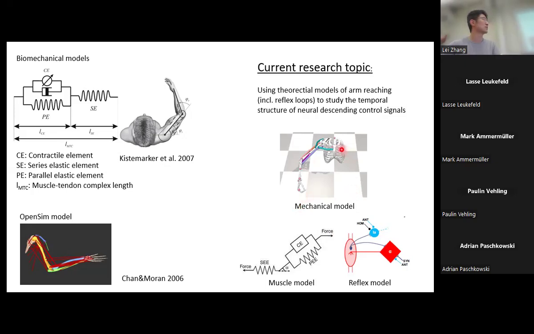Because we don't know what is happening in the brain, but if we have the model and we can measure the model output, which is the kinematics or muscle activation, we can invert this model to estimate the model input, which is the brain descending signal. And this is the research work that we are currently doing in the lab.